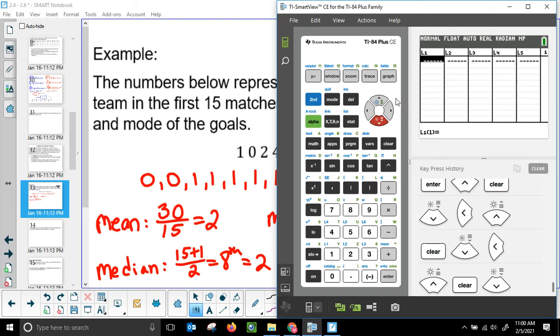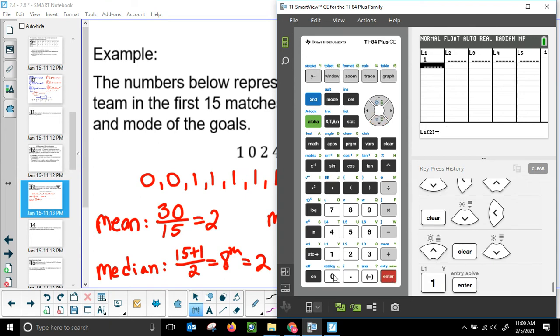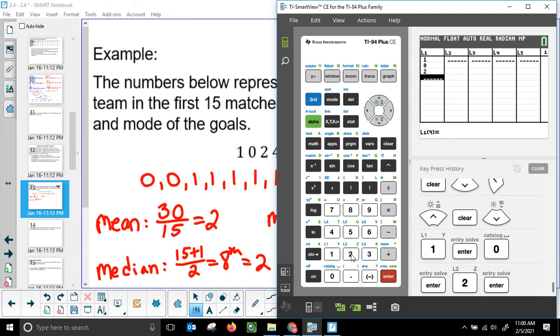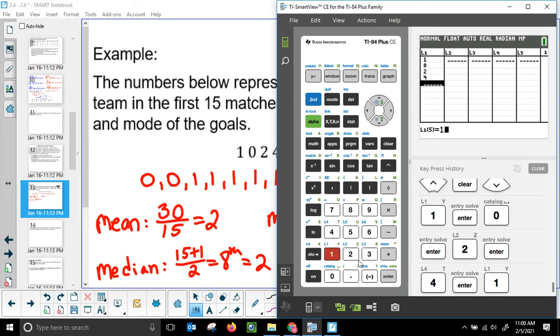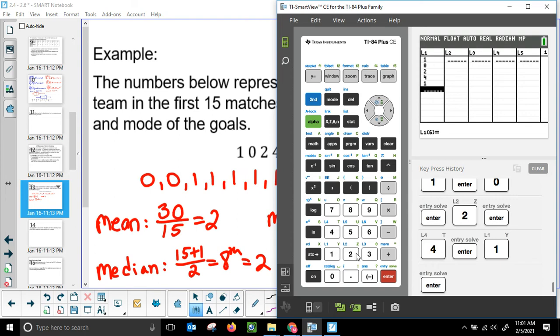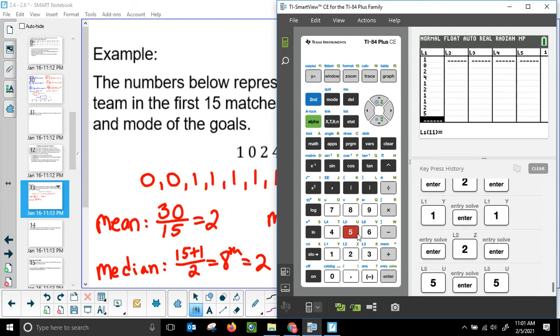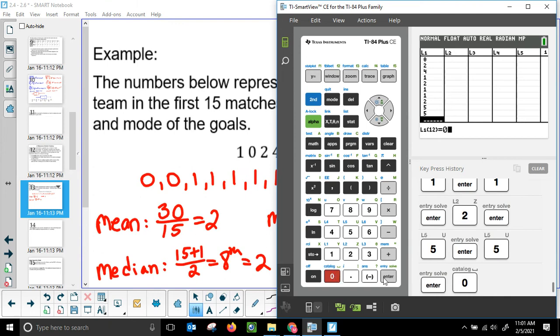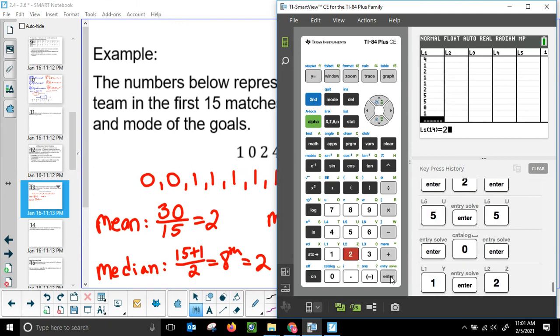The data for this, we can put in L1, and the data given to us was 1, 0, 2, 4, 1, 2, 1, 1, 2, 5, 5, 0, 1, 2, 3.